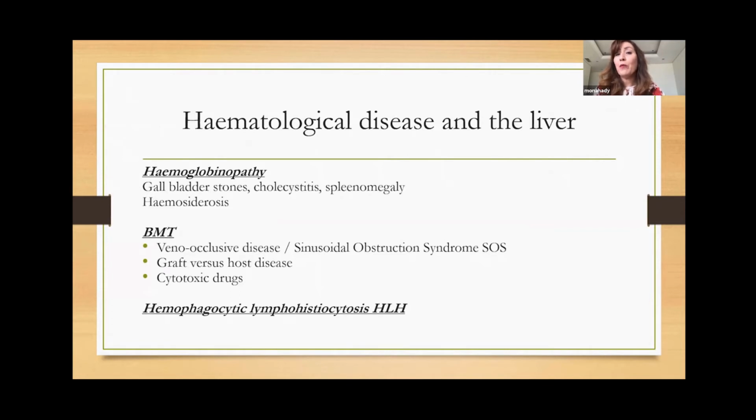And a very good way of monitoring iron overload now is by MRI. We don't need to do liver biopsies to monitor hemosiderosis. The Ferriscans are a very good method of detecting and quantifying iron.